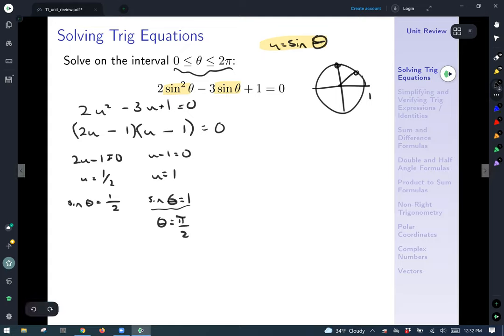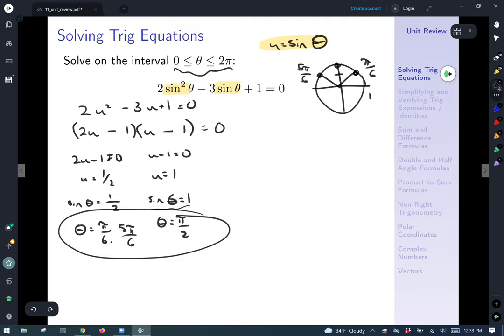With respect to sine equals 1/2, well, sine is the y coordinate. So sine is 1/2 in quadrant 1 and quadrant 2. And that happens at angles pi over 6, and that makes this one 5 pi over 6. So theta equals pi over 6 and 5 pi over 6, and we have ourselves three potential answers for this problem. You could also, if you like, factor this thing directly. 2 sine of theta times sine of theta is the only way you get that, equals 0, and then 1 times 1, and then minus minus. But oftentimes people find the substitution easier to see.